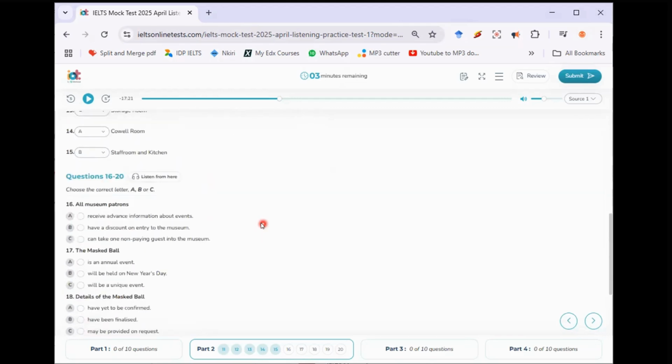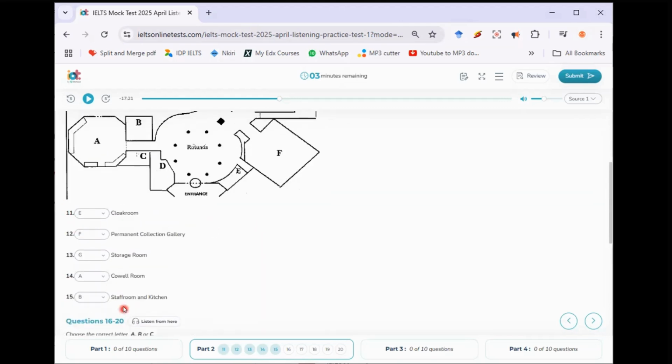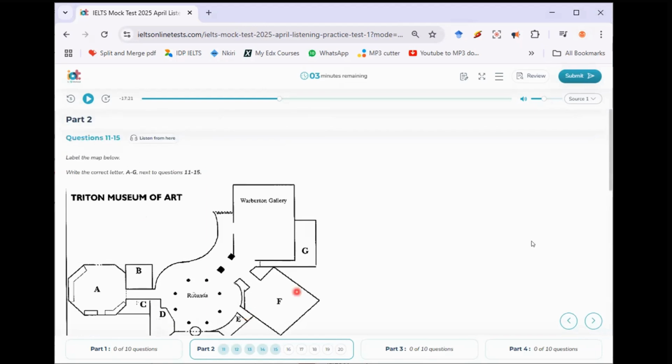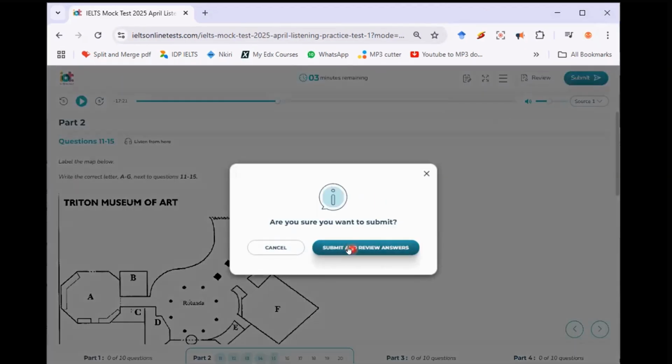So I'll just submit. I've only done 11 to 15. I'm just going to submit based on that, and then let me see the answers, whether my answers are correct. So let's submit and review. Submit and review. So it's calculating my score now.